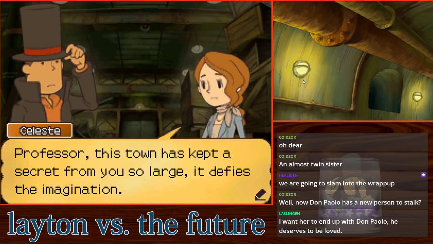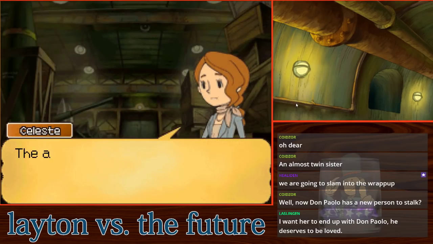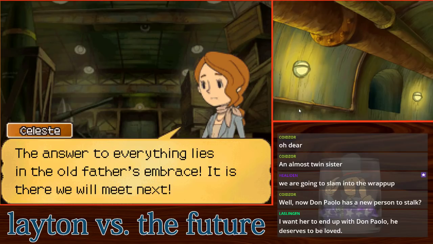This town has kept a secret from you so large it defies the imagination. The answer to everything lies in the old father's embrace. It is there we will meet next.